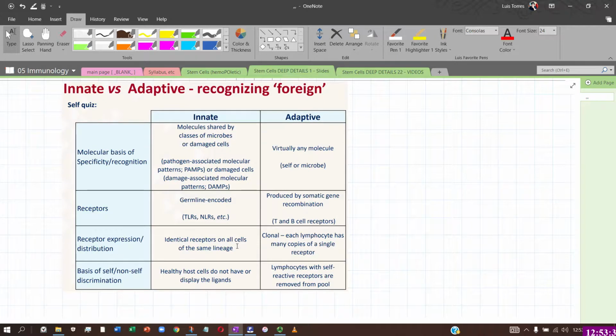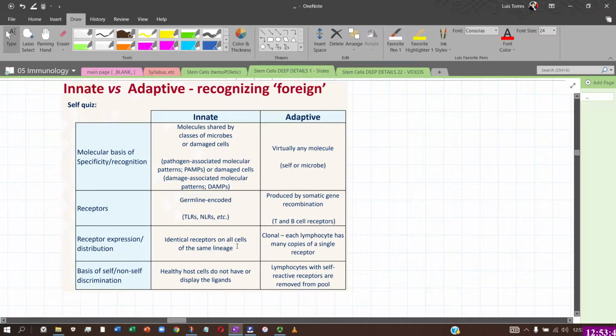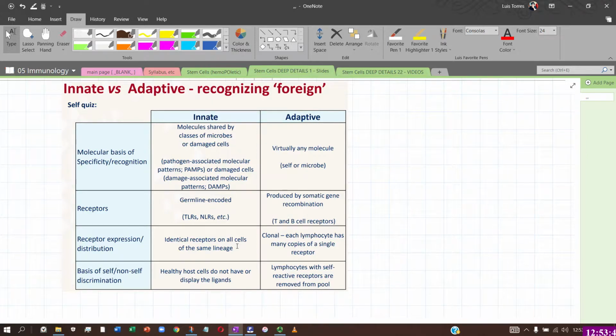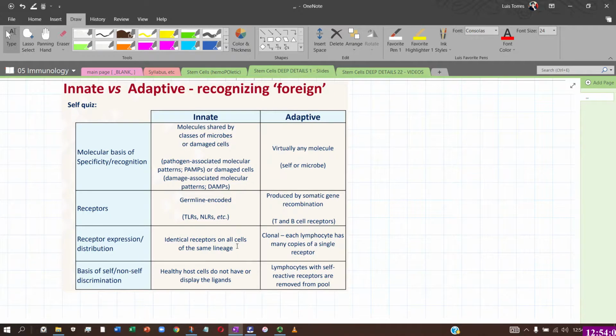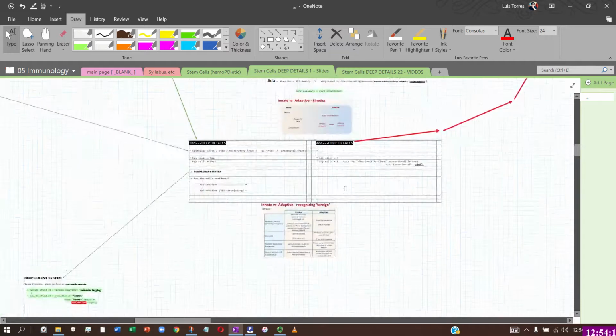Okay, moving on to the concept of the basis of self versus non-self discrimination. When it comes to innate immunity, healthy host cells do not have, nor do they display, the ligand. But when it comes to adaptive immunity, lymphocytes with self-reactive receptors are removed from the pool. Okay, so that's a pretty important topic being covered there: how to avoid autoimmune diseases. So that's the end of that summary.